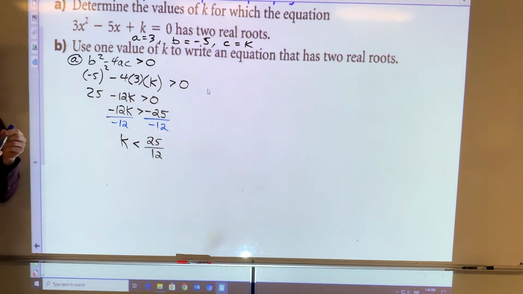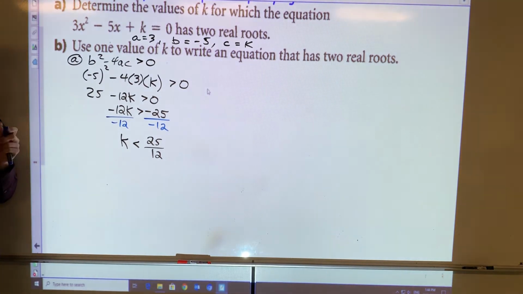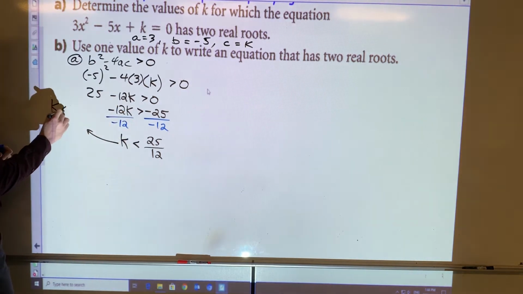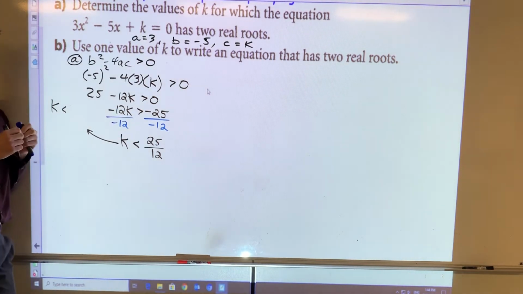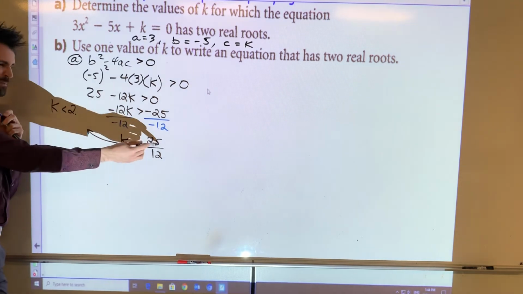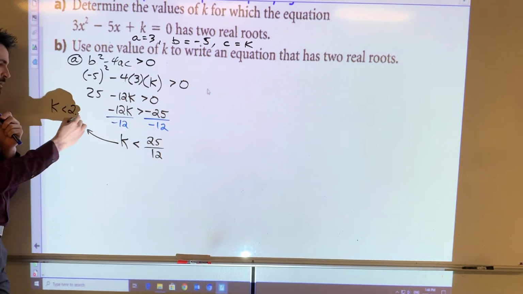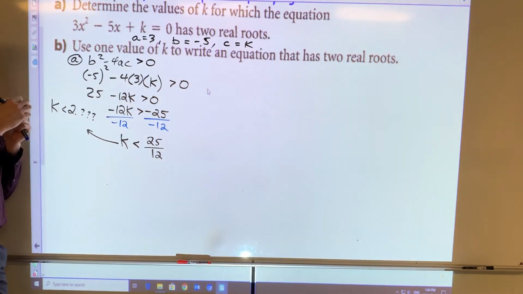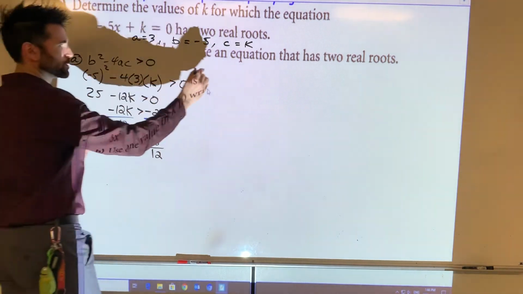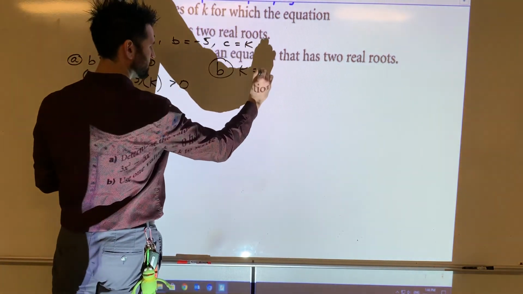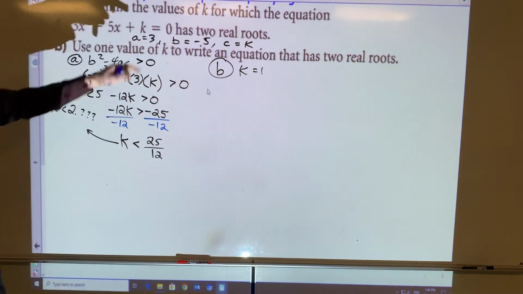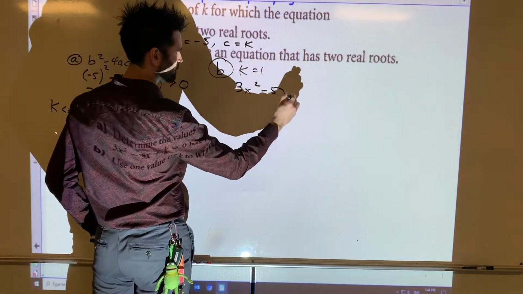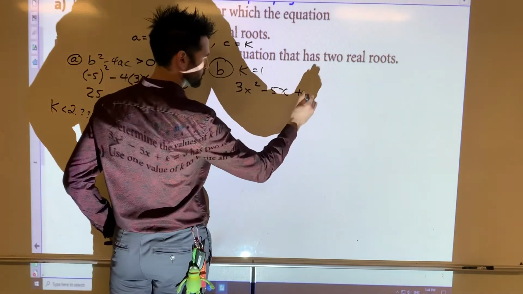Now in part B, they say, well, okay, what is a possible value of k, and write the equation. So it might be useful to know approximately what that number is as a decimal. How many times does 12 go into 25? 2. Like 2 point something, right? You have like 1 left over. So it's going to be 2 point something. Okay, so as long as I'm less than 2, I'm going to be okay. So you might choose like k equals 1. So if k equals 1, what does my equation look like? Well, my equation would be 3x squared minus 5x, and then it says plus k, so plus 1.